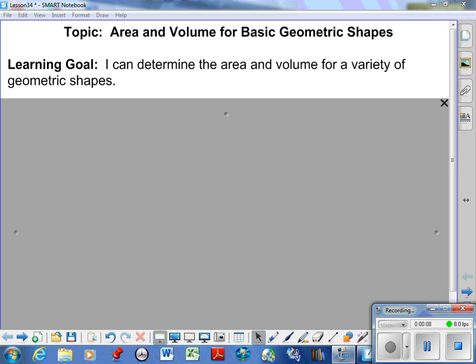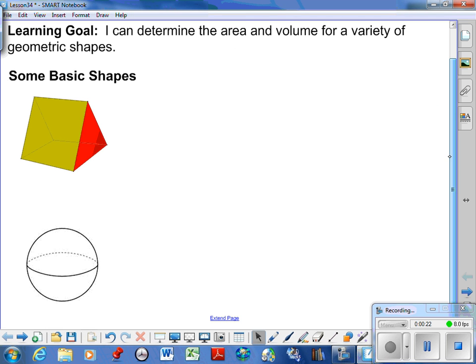So I can determine the area and volume for a variety of geometric shapes. These are going to be some different ones. You're going to see some ones from the past. We will see a couple of new ones, and we'll step our way through how the formulas are developed. So, some basic shapes.